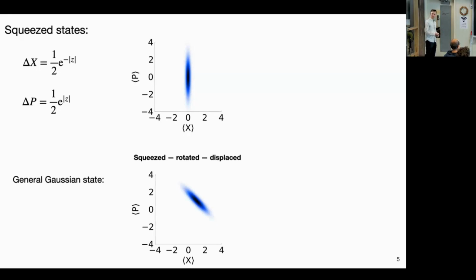All these states I've shown you have been represented with Gaussian functions, and we can combine them together to form a general Gaussian state. So here I've squeezed the vacuum, and then I've rotated it by this angle, and then displaced it from the origin.